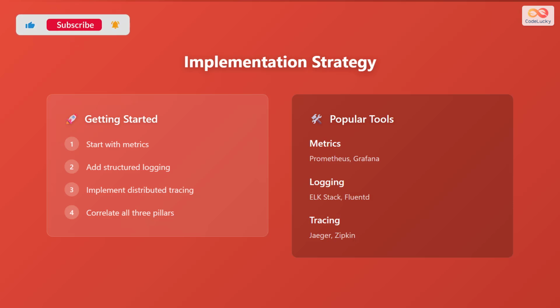Here are some popular tools for each pillar. For metrics, Prometheus and Grafana. For logging, ELK Stack and Fluent. And for tracing, Jaeger and Zipkin.